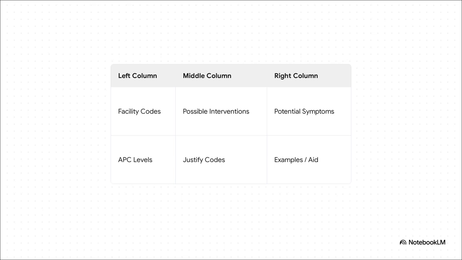Then you've got Column 2 right in the middle. This lists the actual staff interventions. Think of these as your action points. And finally, Column 3 on the right lists potential symptoms, just to give you some context.